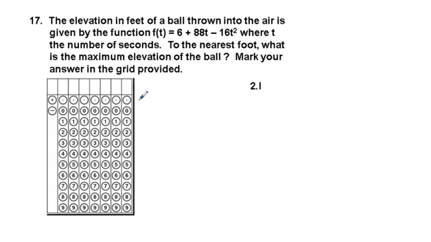17. The elevation in feet of a ball thrown in the air is given by the function f of t equals 6 plus 88t minus 16t squared. To the nearest foot, what is the maximum elevation of the ball, right? Again, we're looking at what, but in the horizontal, instead of where, this time we have when. Okay, when is the time, and what is how high the thing is.